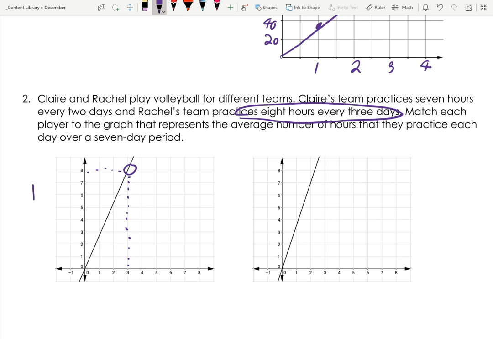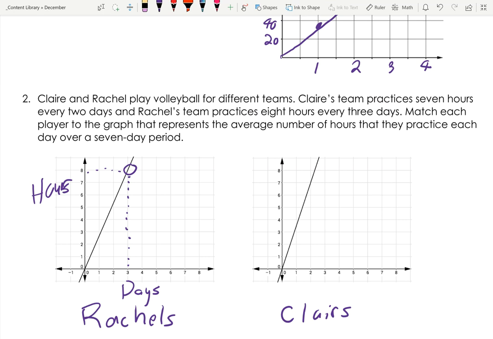8 hours. This represents hours. This represents days. So 8 hours every 3 days. That's solid. So this must be Rachel's. Meaning that this one must be Claire's, but we can verify that by looking at its graph too. So Claire's team practices 7 hours every 2 days. So we're looking for 2, 7, which is there. 2, 7 is a solid point of interest on that graph. So 2, 7. That's a match for Claire. There we go.